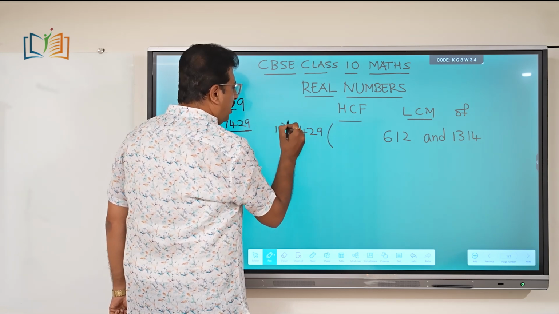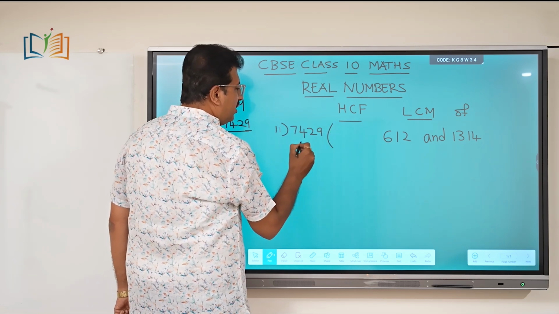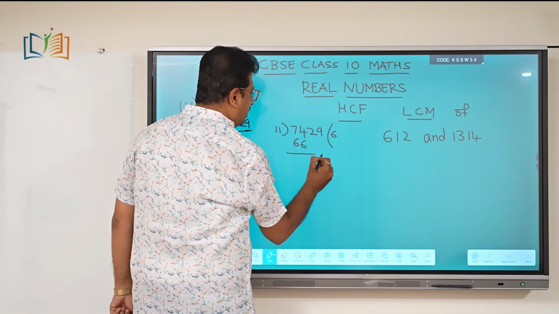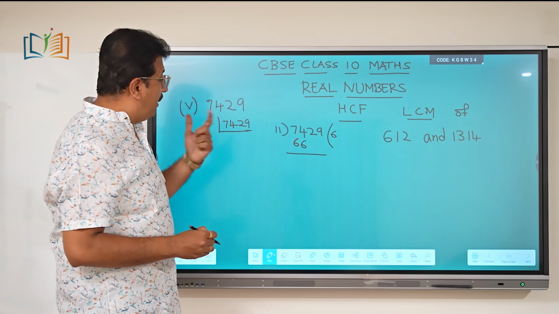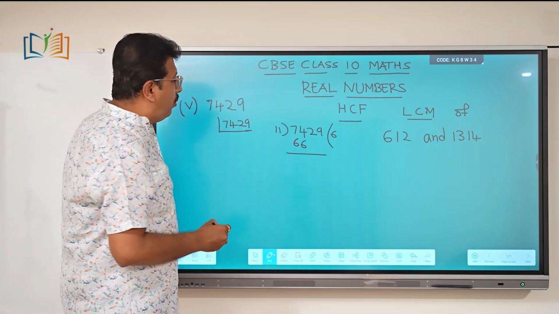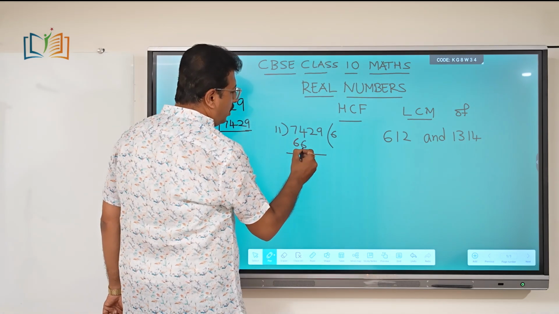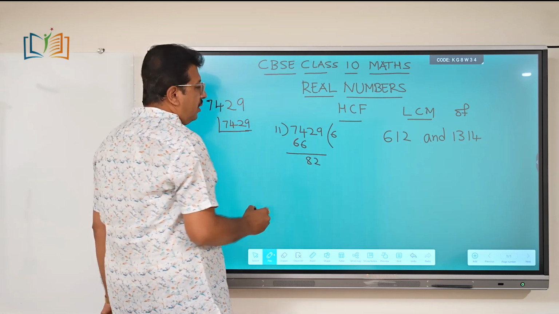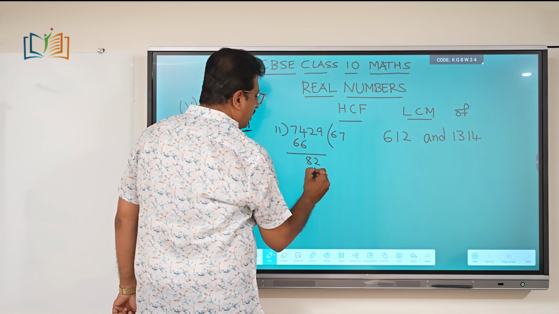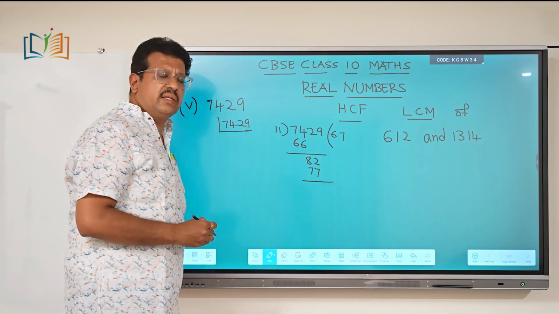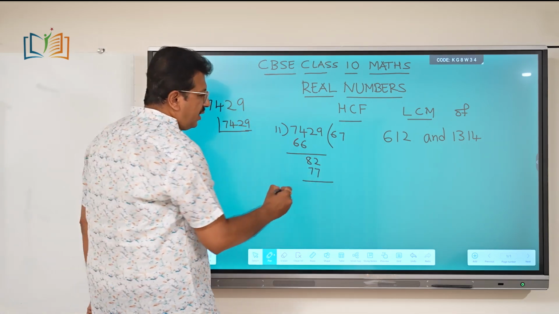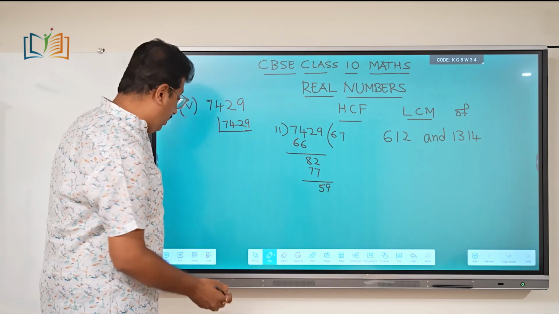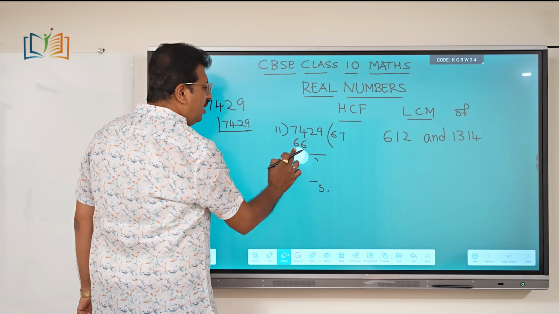11 is possible. 11 7s are 77, 11 6s are 66. You can just see here 11 6s are 66 and 74 minus 66 will be how much? 8, 82. So again 11 7s are 77. 82 minus 77 is how much? It is again 5. Again comes 59. You can't get it all by log table. See, you have to do it and see whether it is possible or not.